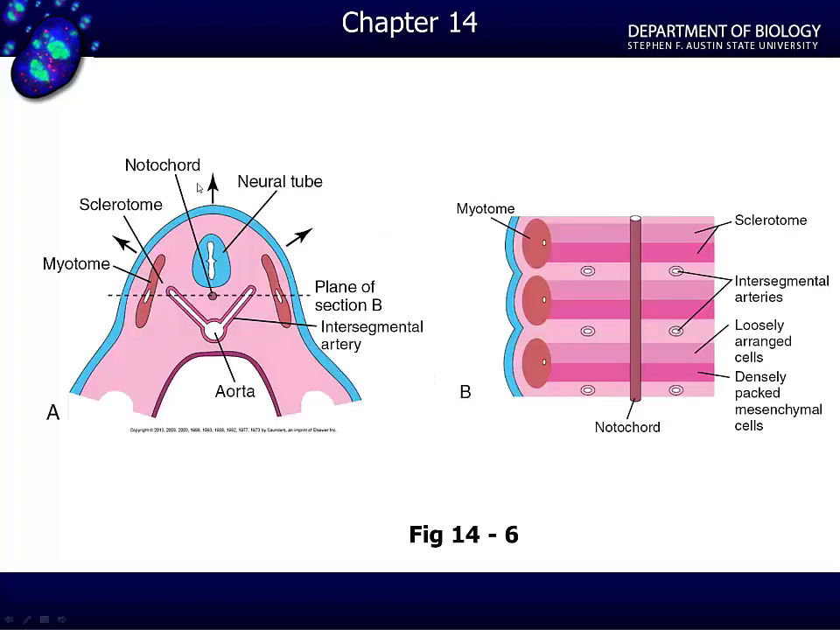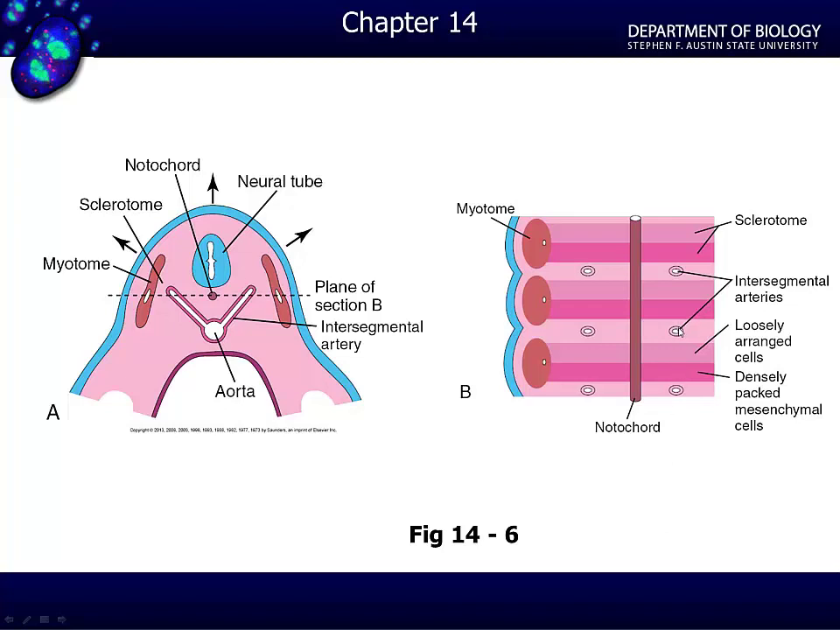Here we have a cross section through our embryo. We've got our sclerotome tissue, on the ventromedial aspect. Now, if we cut through in this plane, this is sort of a coronal section, and we've got our notochord running the full length. Here we have our somitic tissue, our sclerotome tissue. We can see our loosely packed and our densely packed tissue, and this is cranial and this is caudal.